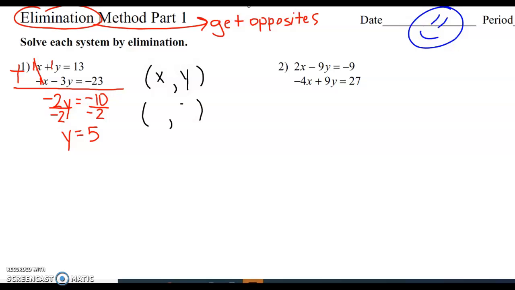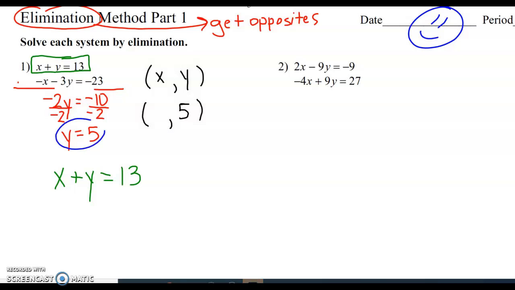We just found out that y is 5. Now that we know that y is 5, we need to find out what x is. So you go back and you pick either of your equations. It doesn't matter. I'm going to go with the top one. It looks easier. So we have x plus y equals 13, except now we know that y is 5. So in for y, we can substitute y out of the game and put what it is equal to, 5. So x plus 5 equals 13. To get rid of a plus 5, we subtract 5 to find out that x is 8.